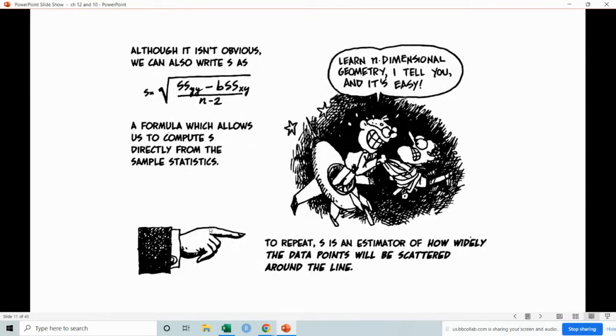Although it is obvious, we can also write s as a difference of squares: the sum of squares of y, minus b times the sum of squares of xy, and minus 2, still 2 degrees of freedom. So that's a formula which allows us to compute s directly from the sample statistics. To repeat, s is an estimator of how widely data points will be scattered around the line. So that's the standard deviation about the regression line.